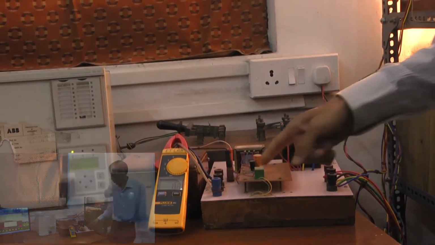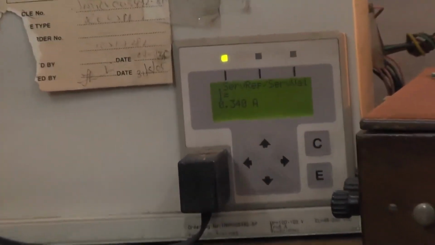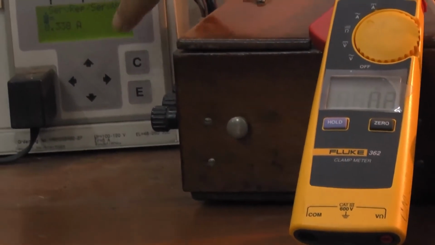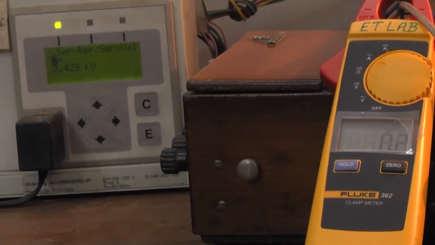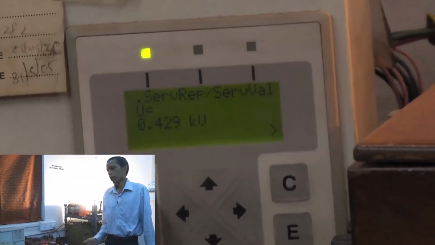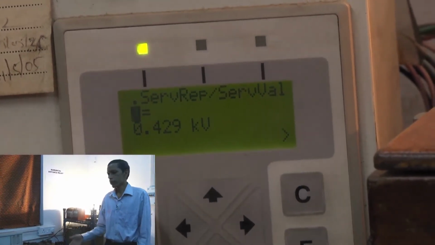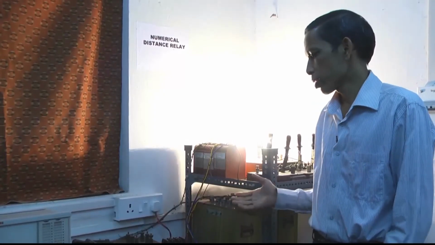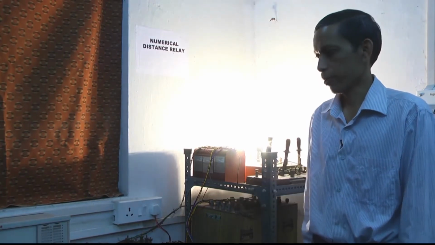During this time, if you see here, the load current happens to be 0.335. The clamping ammeter is also showing 0.3 ampere, so the current is in agreement with the external measurement. The voltage here is showing 0.429 kV, which corresponds to 429 volt. Therefore, with the arrangement of PT and CT, the relay is able to correctly monitor the system, getting the voltages and currents of the power system side which is connected to the relay.